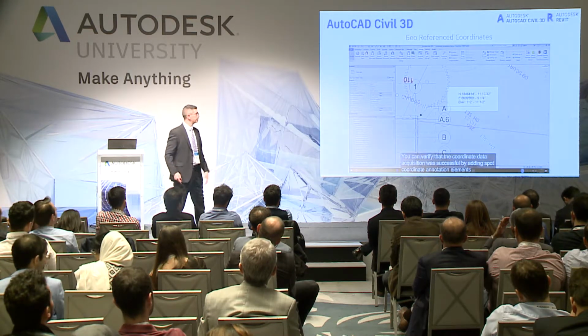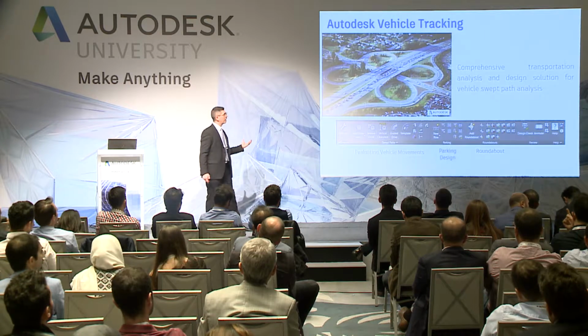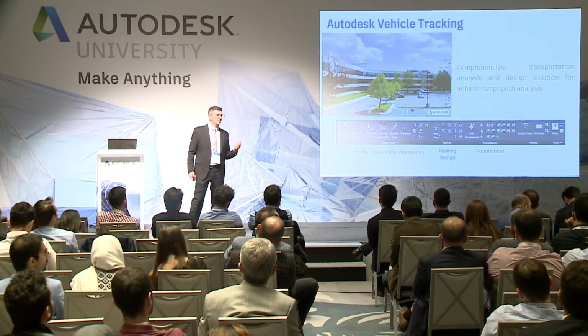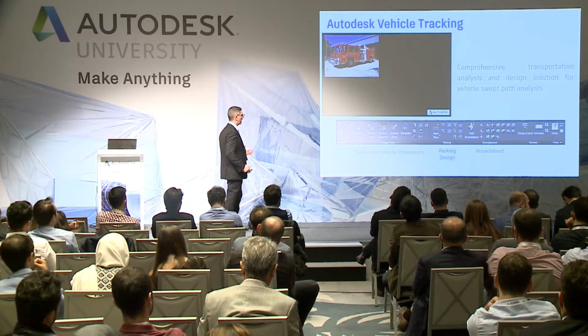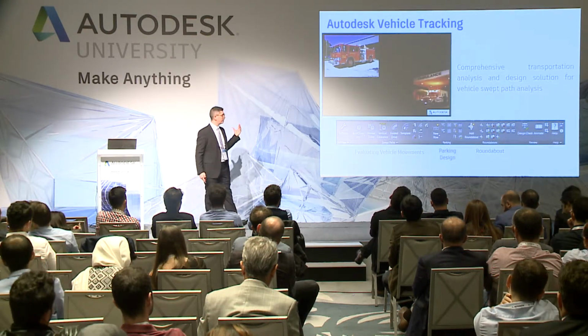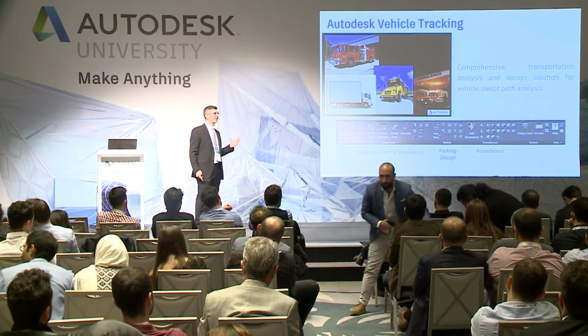Vehicle tracking, the last one. Vehicle tracking is a tool for analysis and design of different parts of the transportation system. I have the possibility to work with evaluating vehicle movement, to create parking and a roundabout.